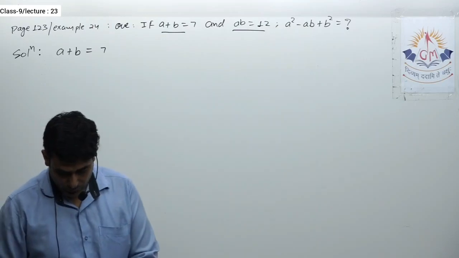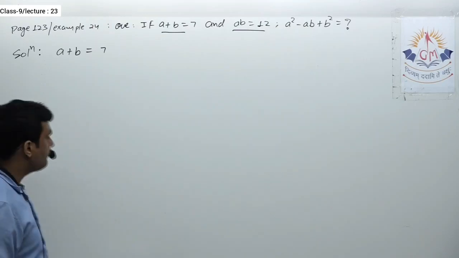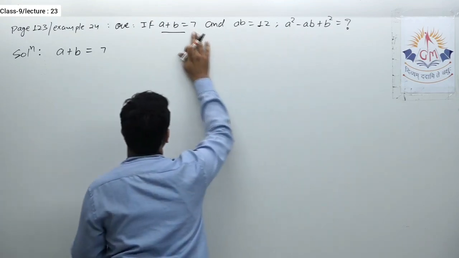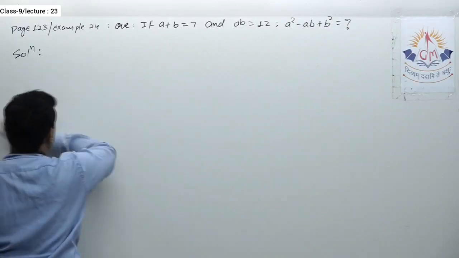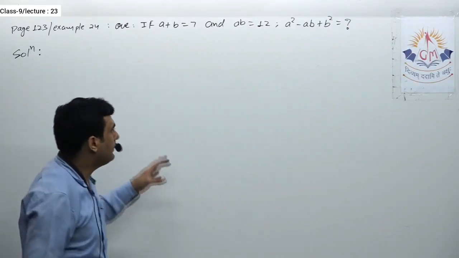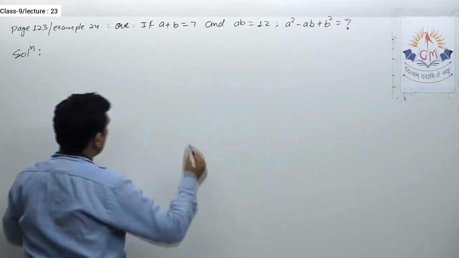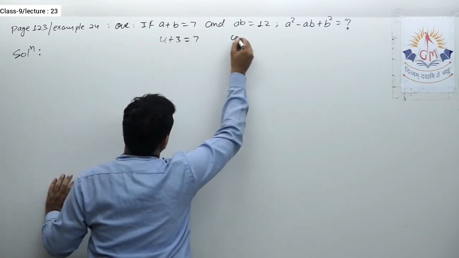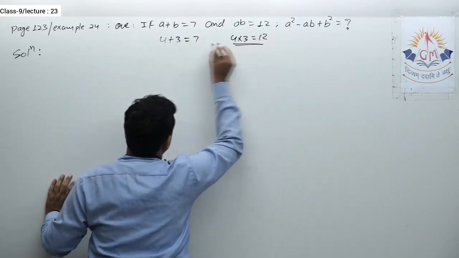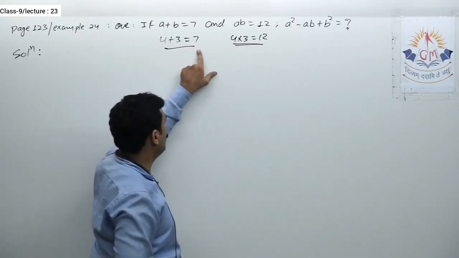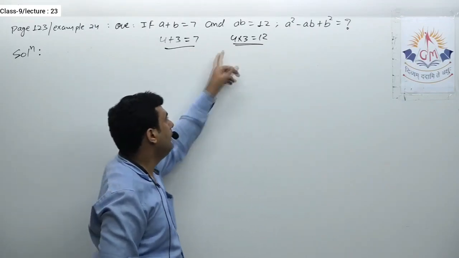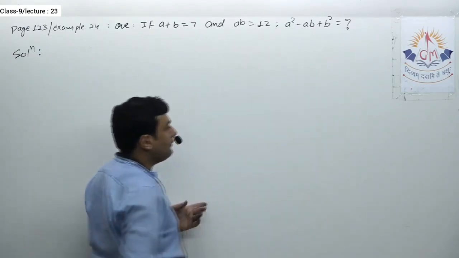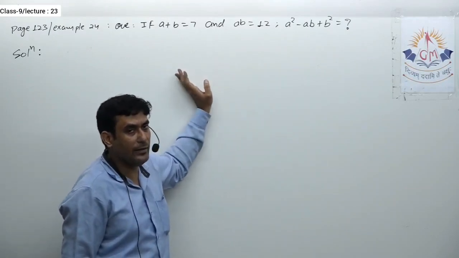Okay, so we have to find this value. We need to find a square minus ab plus b square. Now suppose you have to solve this question for your objective part. So here a plus b equal to 7. So I can say that if a equal to 4, b equal to 3, then both will be correct, isn't it? Sum of 4 and 3 is 7, product of 4 and 3 is 12. So definitely I can say either a is 4 or 3 and vice versa. If a is 4, b will be 3, and if a is 3, b will be 4.